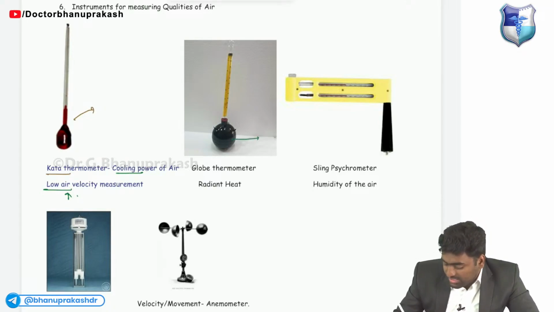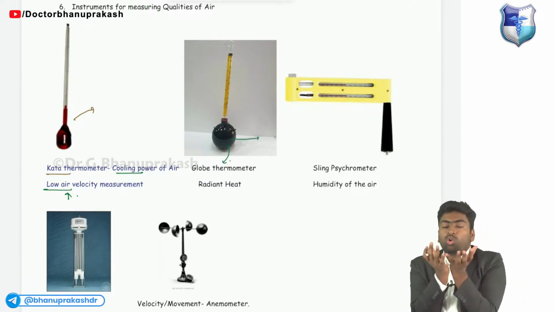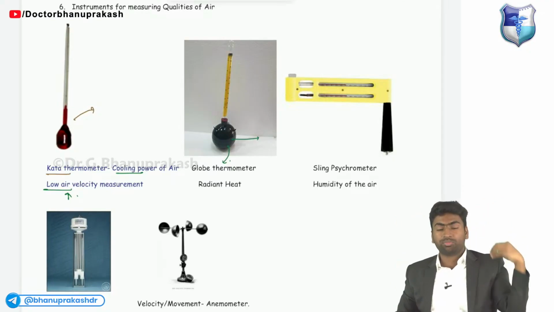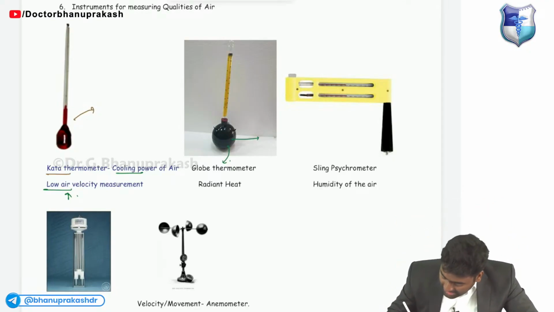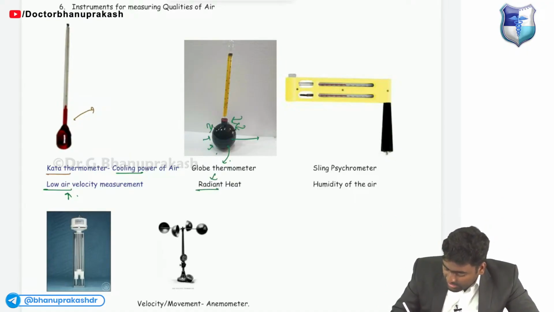Next, if you see this image, it is the globe thermometer. The globe thermometer can pick up heat from anywhere. It can pick up radiating heat. It is the globe thermometer.